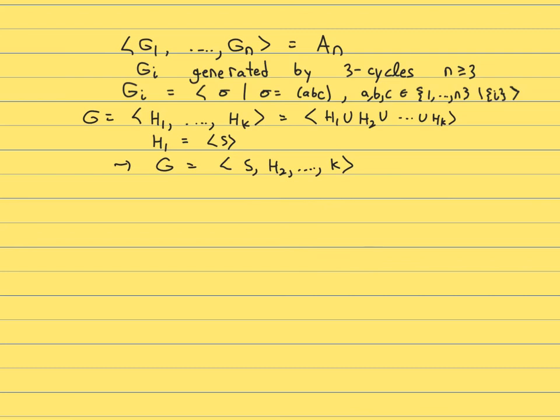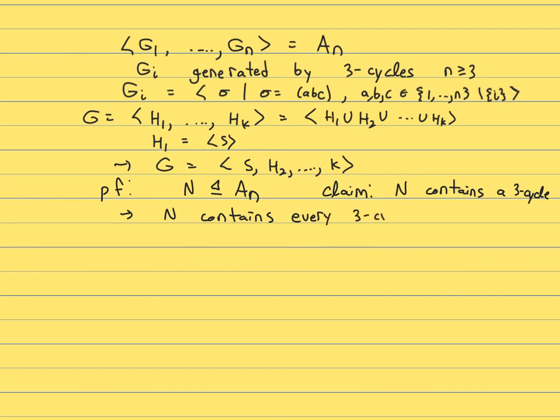So the alternative approach is supposed to say you let N be a normal subgroup of A_n, and you want to claim N contains a 3-cycle. Then you show N contains every 3-cycle. And then you declare victory, because you just showed that A_n is generated by all 3-cycles. So if you have every 3-cycle, you must be A_n.